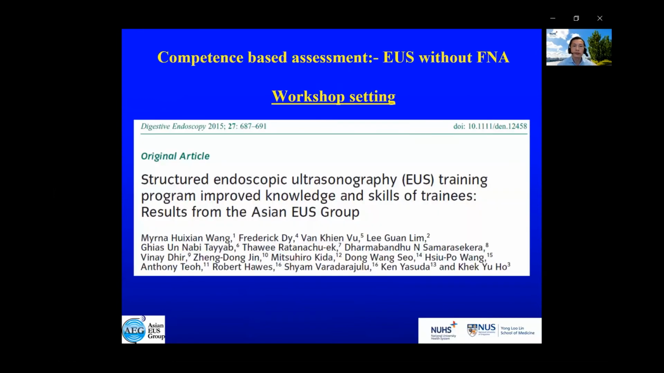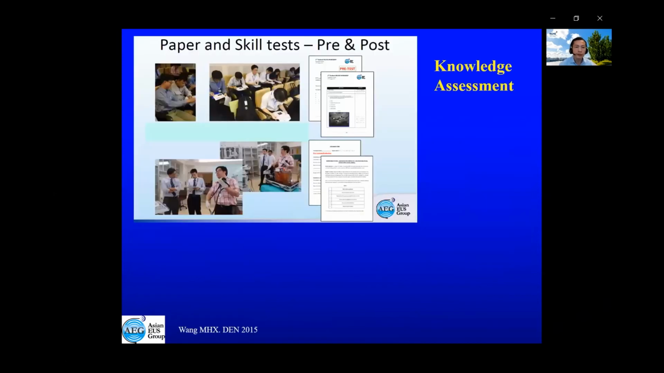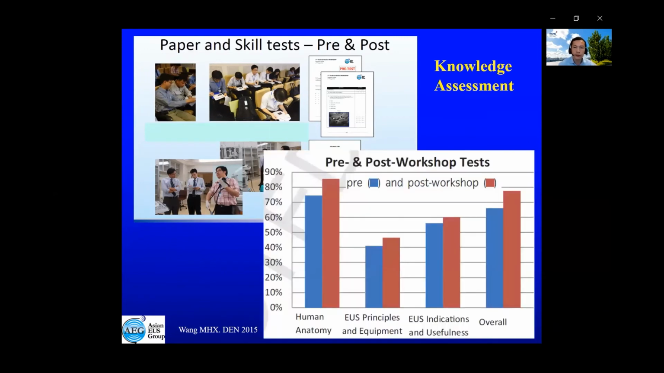So I think a number of years ago, we did actually look at these issues among our workshops conducted by the Asian EUS group. So we tried to assess our trainees before and after the so-called short-term workshops. Firstly, we look at the knowledge. How good are they after they have entered our workshops? So we use a questionnaire before and after the workshop, and we did show that the trainees improve their knowledge after attending our workshops in different domains, as shown here.